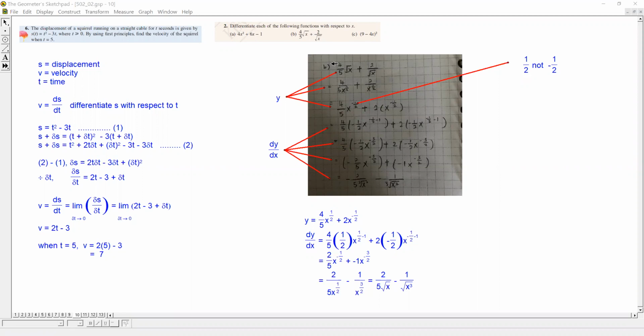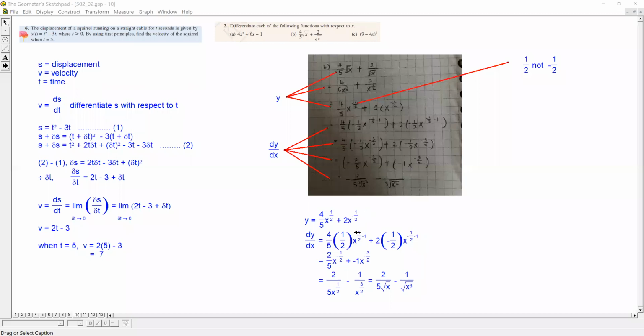The question is like this: 4 over 5 square root of x plus 2 over square root of x. Now, this function you have to change to index form, right? After doing so many questions, you can straight away change to index form. Square root of x means x to the power half. When the square root is at the bottom, it is negative half. So when it's at the denominator, you just add the negative there.